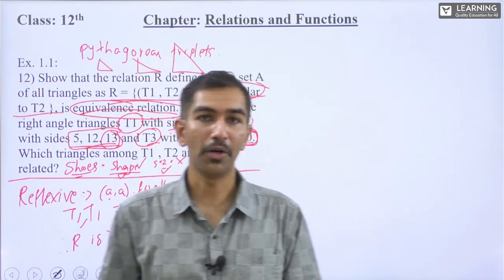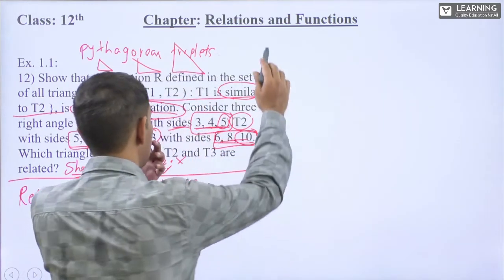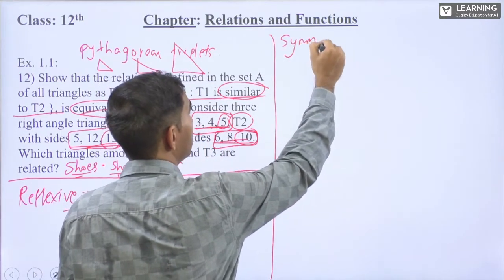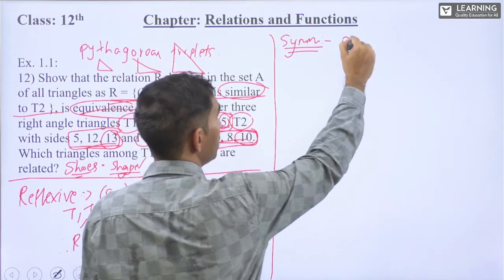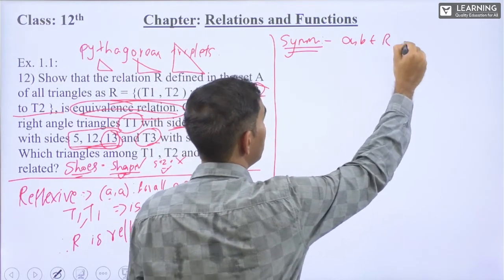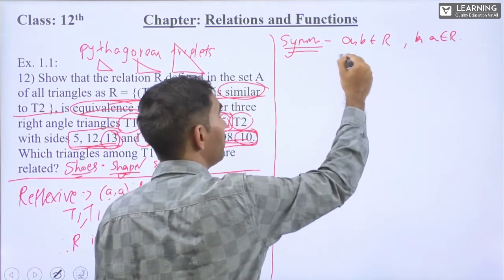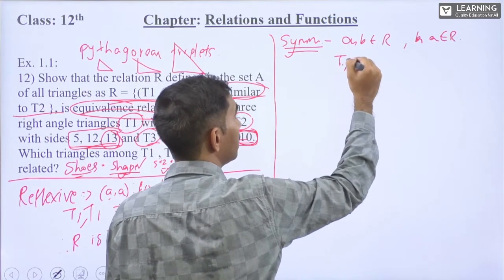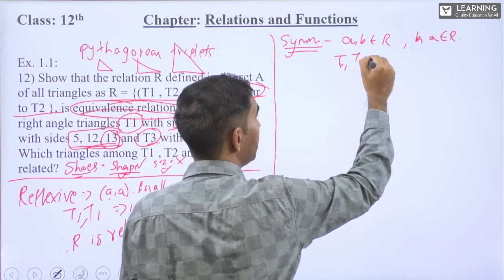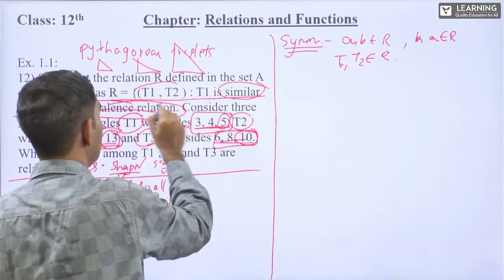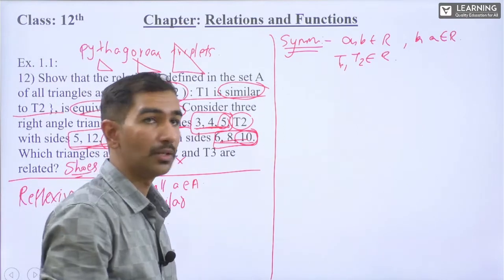Okay, we'll be proving what? Symmetric as well as transitive. So here we'll now write symmetric relation. Symmetric means what, students? (A, B) belongs to R means (B, A) also should belong to R. So now if we have (T1, T2) belongs to R, correct? See here, (T1, T2) such that T1 is similar to T2.